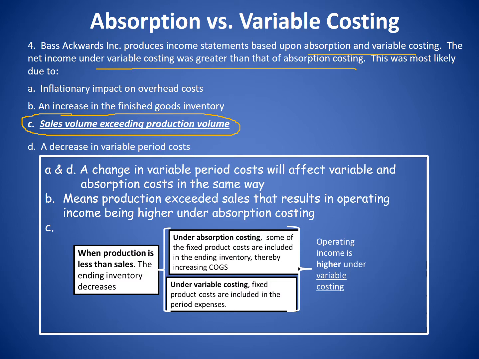But if we take a look at C, where sales volume exceeds production volume, so this is when production is basically less than sales. In other words, sales volume is going to exceed production in this case. Operating income is higher under variable costing, and that's what we're saying here. The net income under variable costing was greater than that of absorption costing. So the correct answer in this case is C.